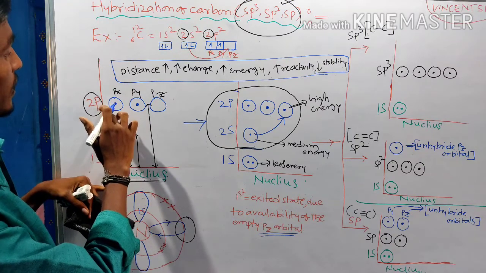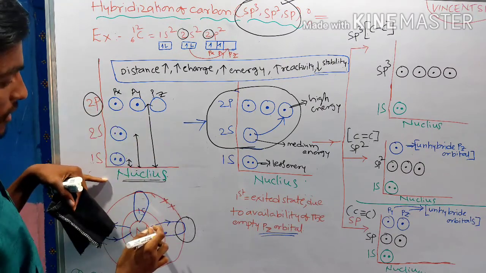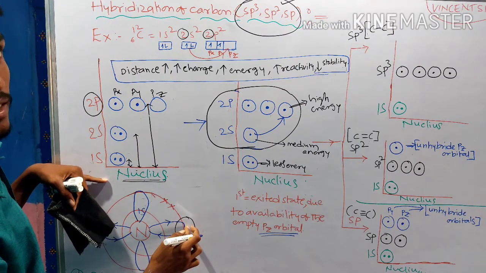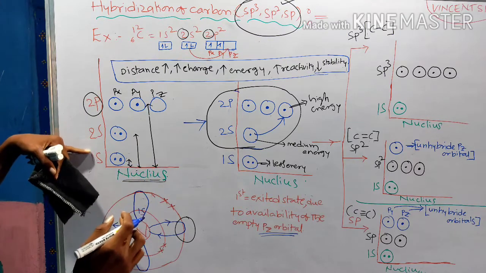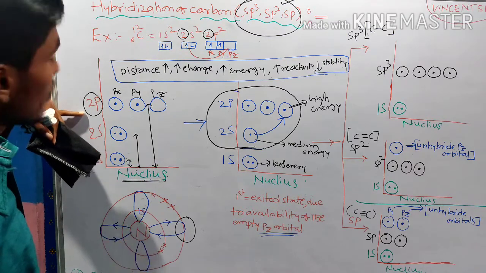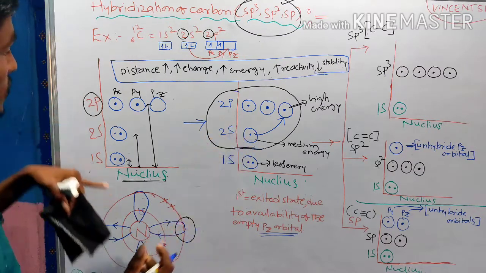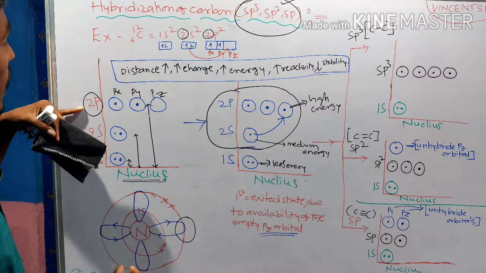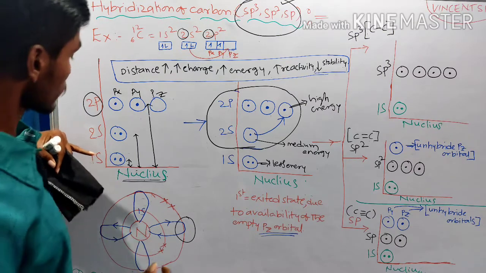This 2p orbital is somewhat a little bit more distant than the 2s orbital. That's why we have represented it like this. This 2p orbital is somewhat away from the nucleus. That's why it has high energy when compared to the 2s orbital.